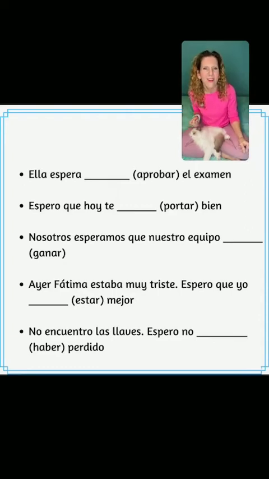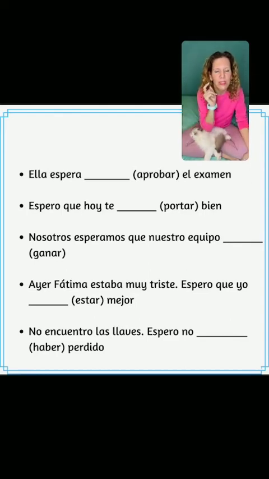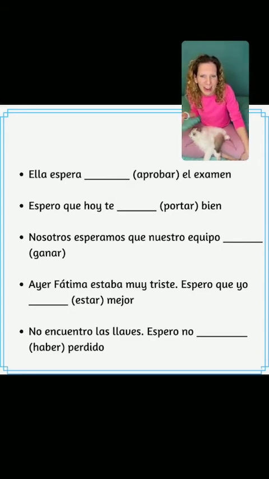Are you ready for our last one? Are you ready? No encuentro las llaves. I can't find the keys. Espero no, I hope, haber perdido. So here we have, I hope I haven't lost them, okay? So what would you put here?